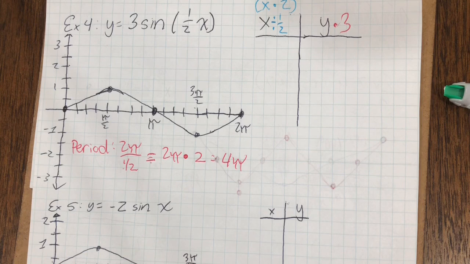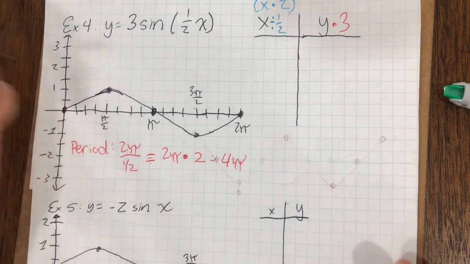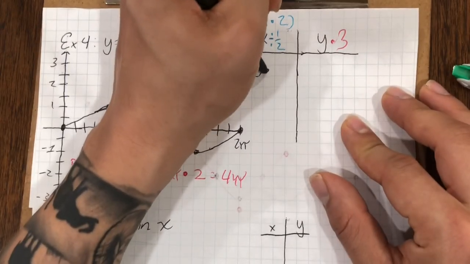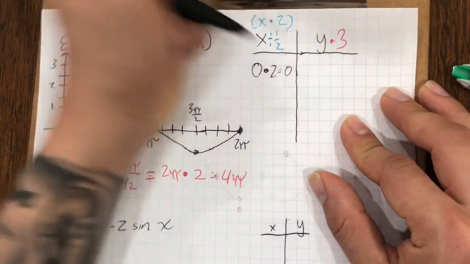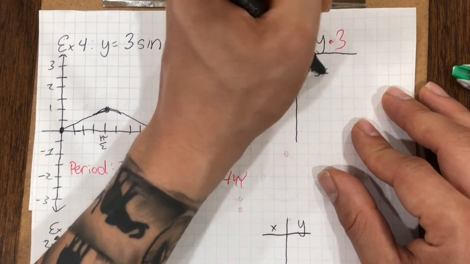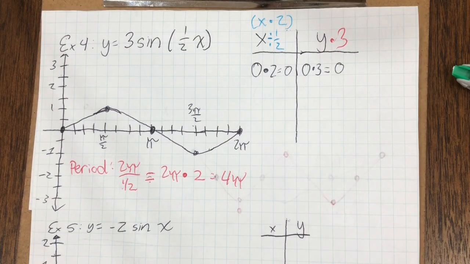All right, so let's go ahead and change the x and y values. So for the first one, we have 0, 0. So I have 0, and then I multiply that by 2, still end up with 0. And then I have 0, multiply that by 3, I still end up with 0. So I have 0, 0 for my first point.